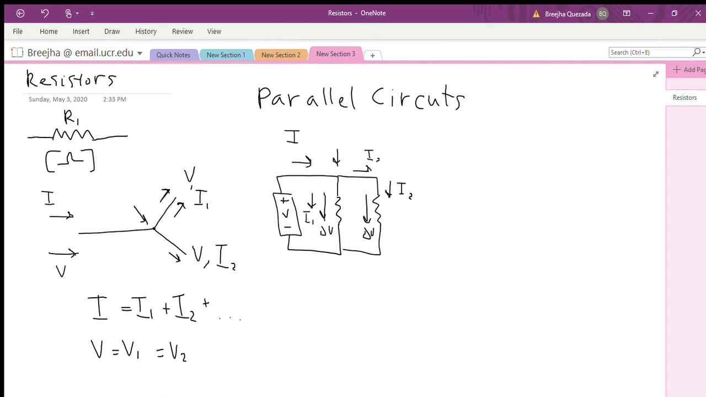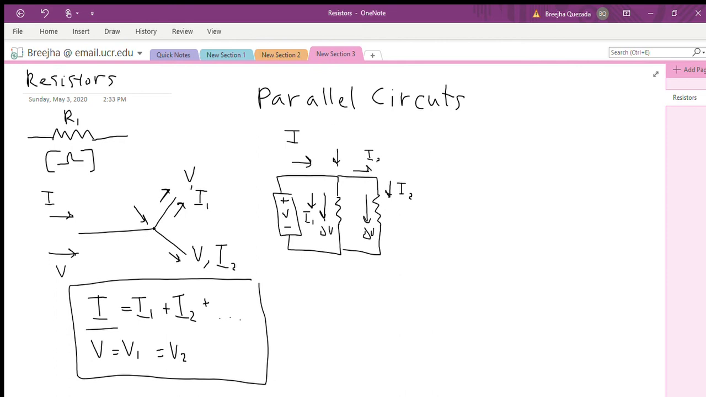So again, to recap, the most important thing to know about parallel circuits is that at each junction in a parallel circuit, the current splits off and is conserved. If you add together what splits off, you have your total again, and the voltages stay the same, okay? And so that leads us to an equivalent resistance.